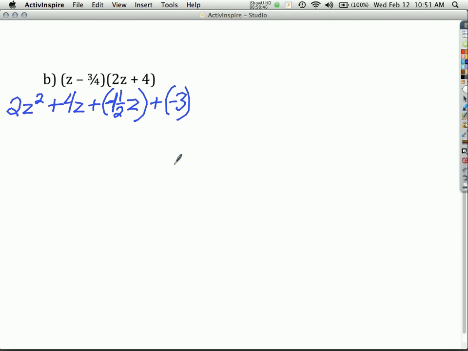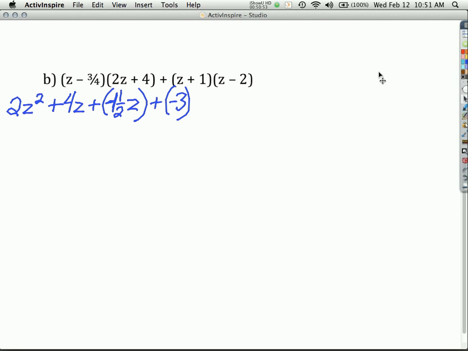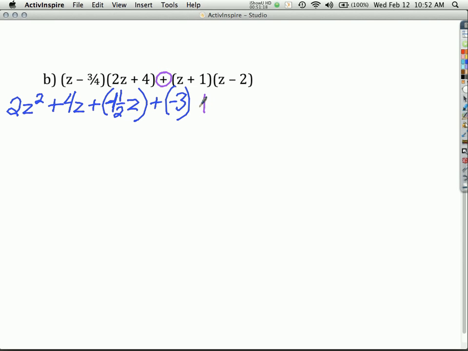Now, I whited out part of this just so we could focus. Let me bring the other part back. I'm not going to finish this because I have the same variable here, and I could take a good educated guess that I'm going to end up with like terms from here and here. So I want to leave this alone so I can do lots of mental math and save myself some time. So now I'm going to do the FOIL method again. Remember, they're both being added together, so we're going to add on the result of this.